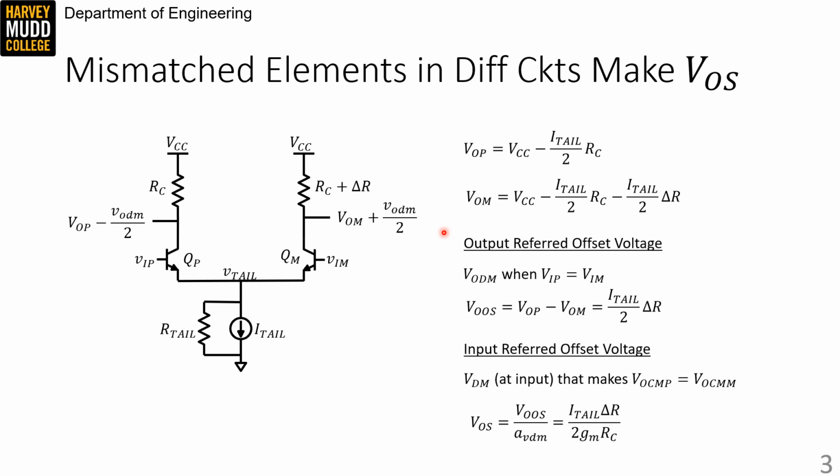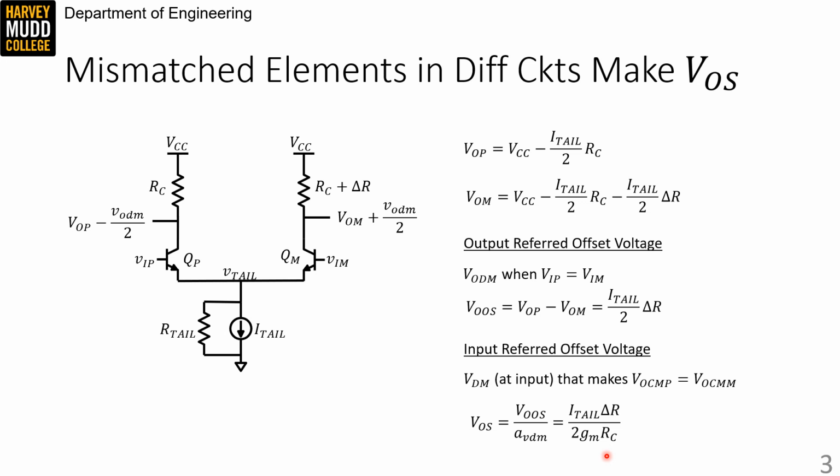Because delta R is small, the output offset is a small signal, and that means that you can calculate the input difference you'd need to use to cancel it by using the small signal differential voltage gain. So dividing the OOS by the differential mode voltage gain gives us our input offset, which is shown here.